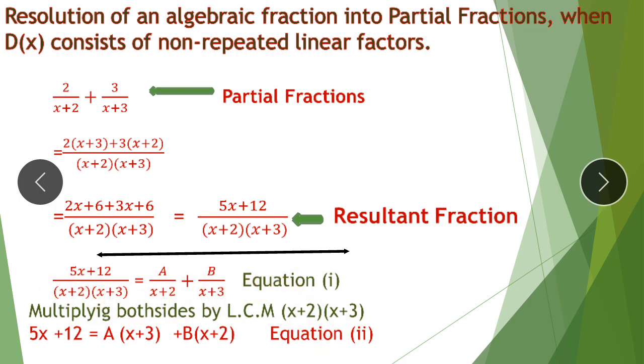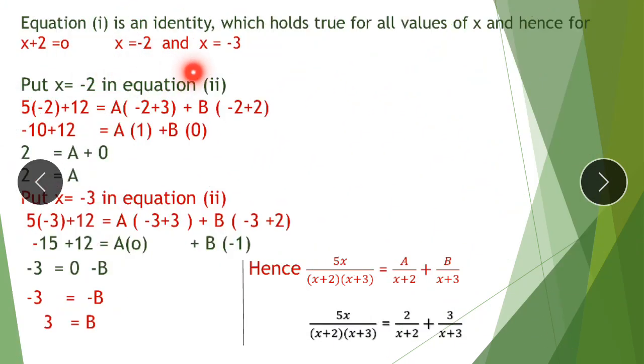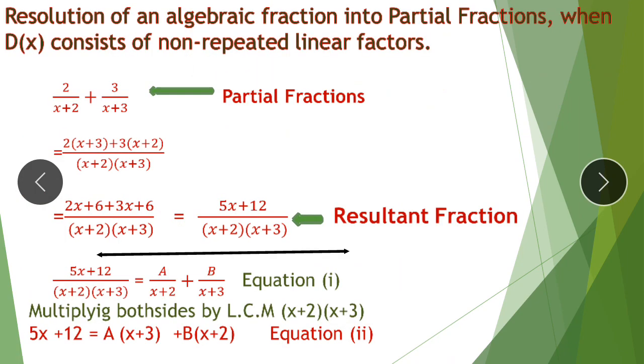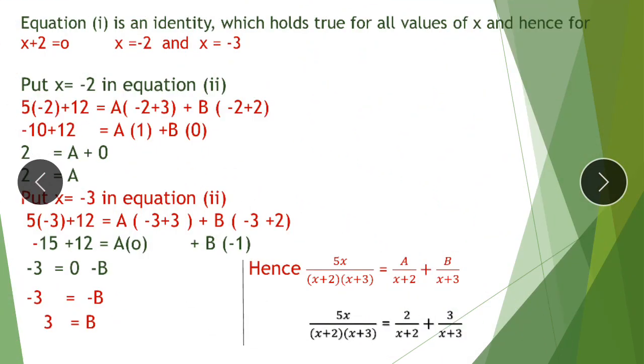So this and this can be an equation of identity, either equation number 1 or equation number 2. It will be true for all values of x, meaning if we put in any value of x, it will satisfy the equation. But here we will put some particular values which can be derived from the factors of the denominator. So one value of x will be x minus 2 and the other will be x minus 3. We will put these values in equation number 2 in order to find the unknown values a and b. So let's put it here.